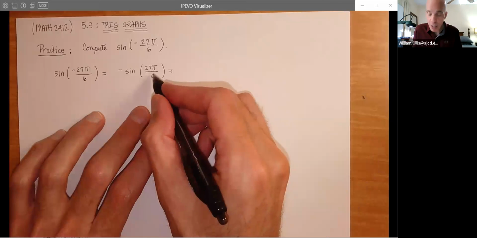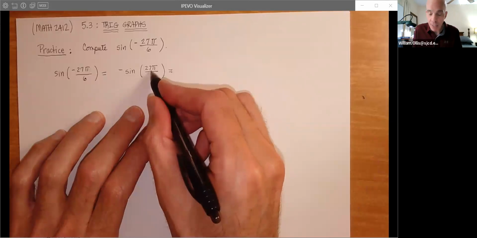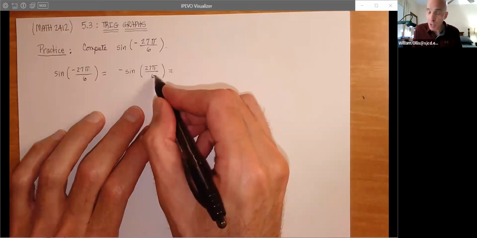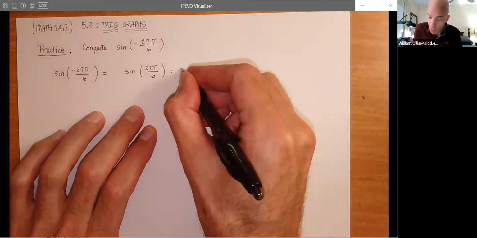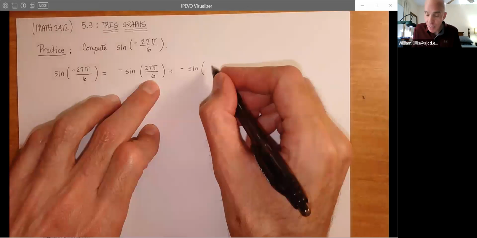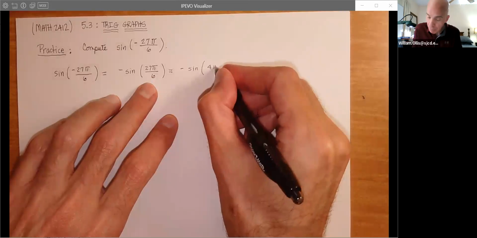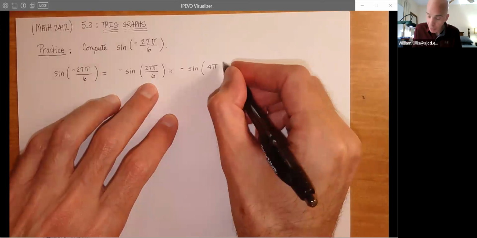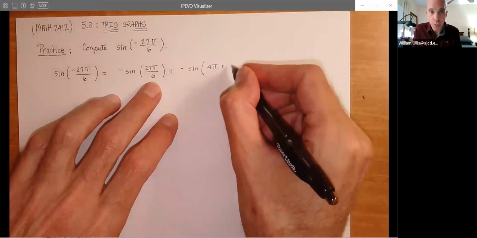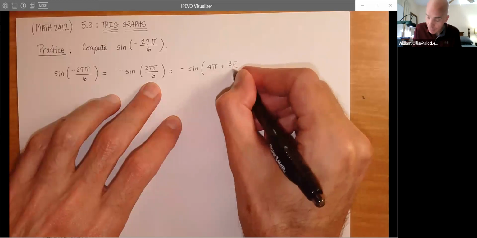Now first, here we've got the negative factor, and then of course we can divide 27 by 6 using the division algorithm to see if we have any multiples of 2 pi, which we clearly have. So 6 into 27 will go 4 times, so that'll be a 4 pi. And we have a remainder of 3. So 27 minus 24 gives us 3. So we have 3 pi over 6.